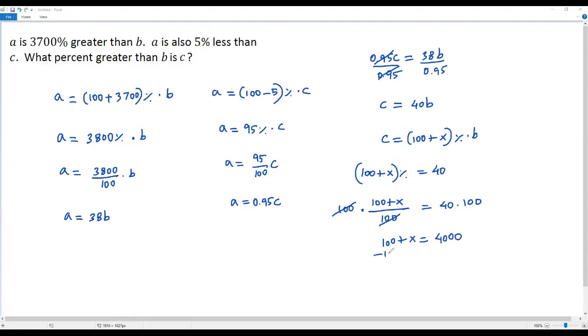Okay, here let me subtract 100 from both sides. When I do so, this positive 100, negative 100 will cancel out. X equals to 3900. Okay, already we have discussed the stuff over here in this equation. That is, this equation tells us C is X percentage greater than B. Here we got that X is 3900. That is, C is 3900 percentage greater than B. So the answer for this question is 3900 percentage.